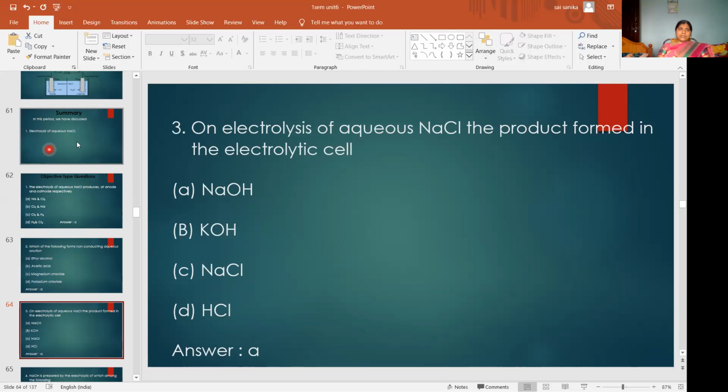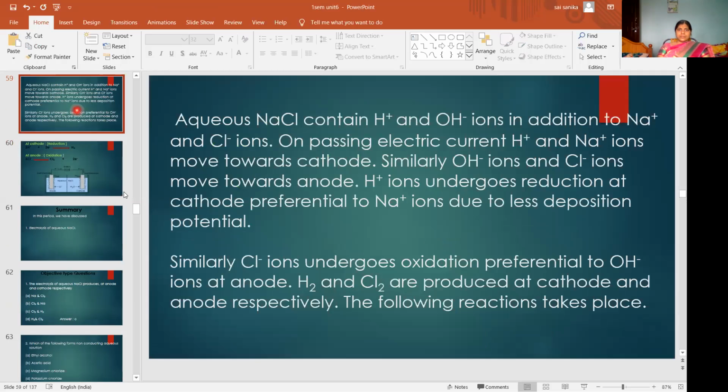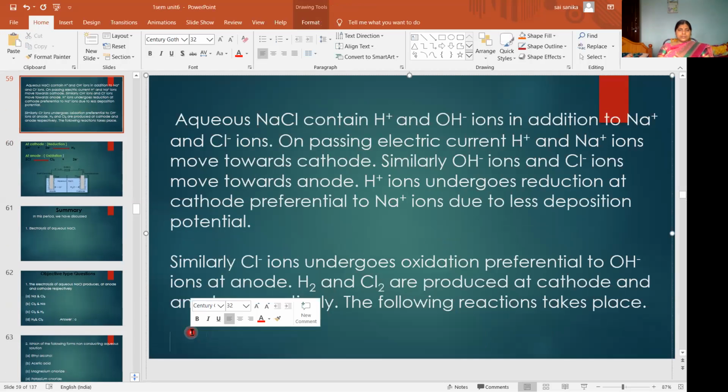So we studied this now. I didn't write the equation, so you can write it here. The products formed: hydrogen and chlorine gas are liberated at cathode and anode, and the remaining ions, Na plus and OH minus, are combining to form what are the products?